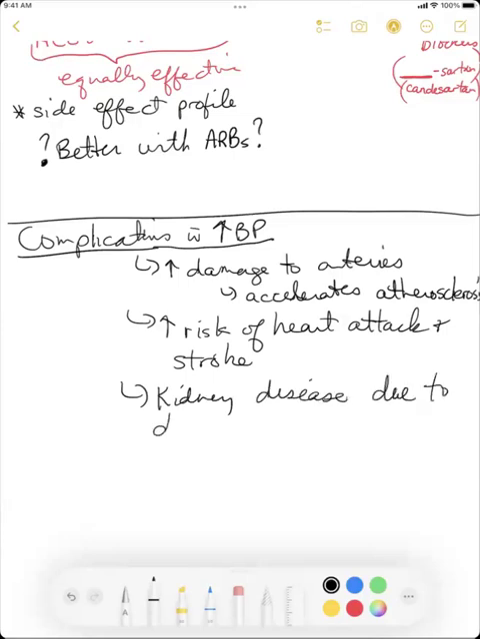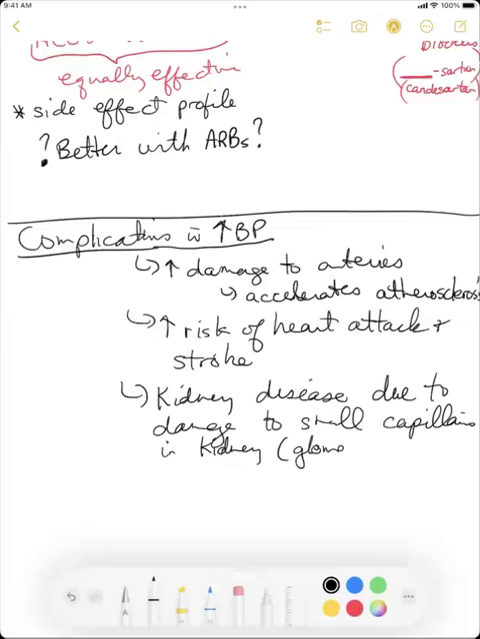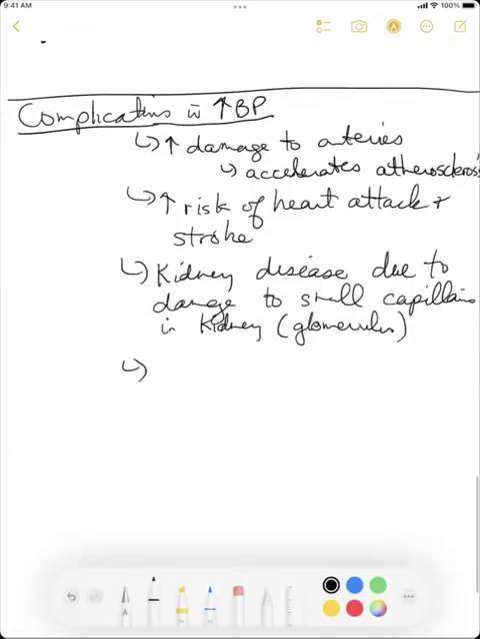Due to damage to small capillaries in the kidney. Those small capillaries are called the glomerulus. And then the other thing is that the heart is going to work overtime to try to pump that higher pressure blood elsewhere in the body. So over time, that wall thickness of the ventricle is going to increase due to hypertrophy.